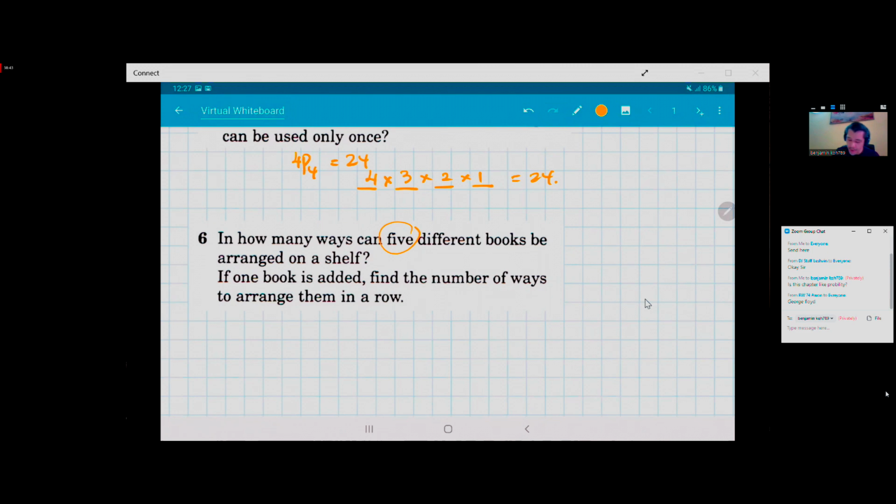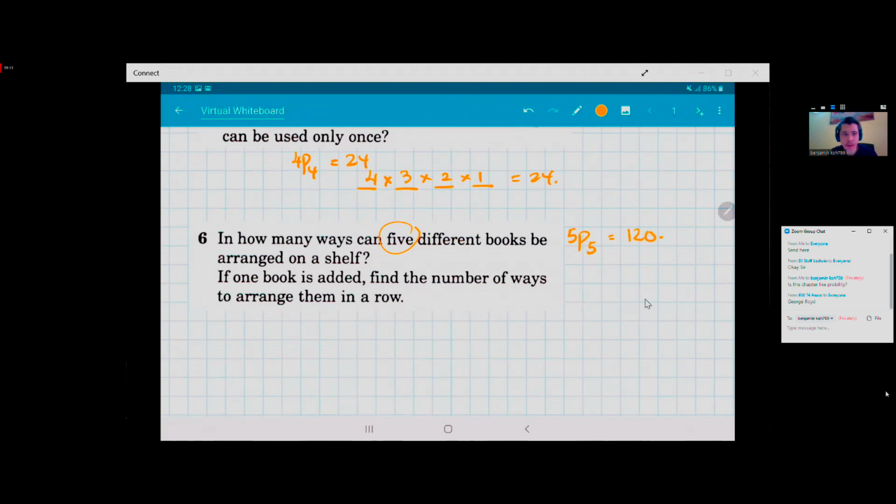So by using the NPR method, this will be 5P5. So when I say 5P5, you can understand this as 5 buah buku mengambil 5 ruang kosong di atas rak buku. Or you can even understand it as 5 books arrange all 5. Maksudnya 5 buah buku susun semua 5. Boleh faham? Okay. So 5P5, press your calculator. Then you will get 120.